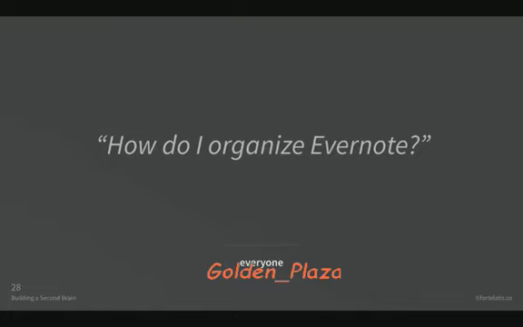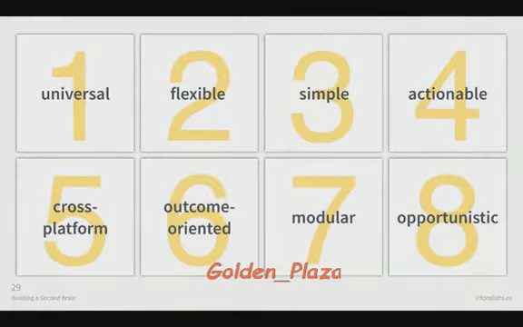I believe there are 8 of them. The first is that it has to be universal. This system has to encompass any kind of information from any conceivable source. Second, it needs to be flexible because you can't predict what sorts of projects you're going to be involved in in the future, and you don't want to be changing your system all the time. It has to be able to adapt and evolve with your changing work.